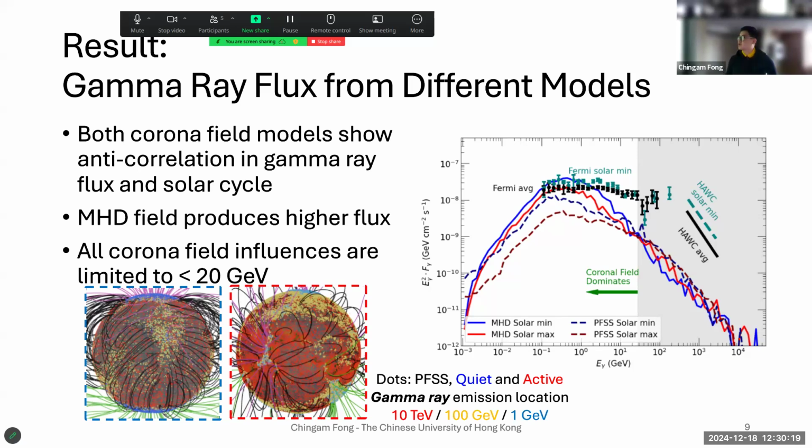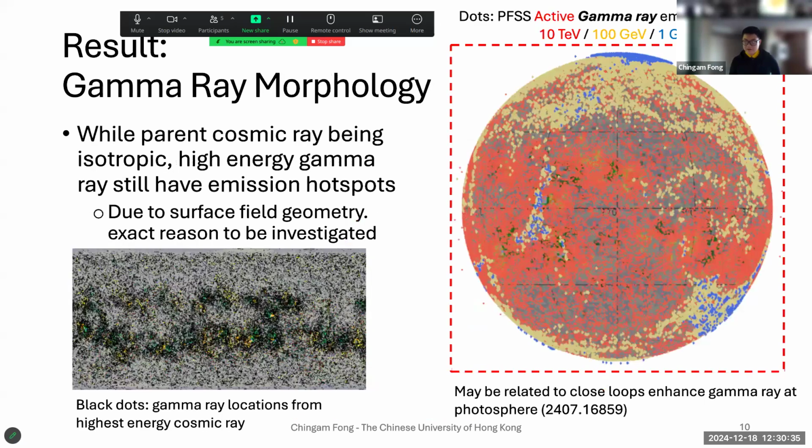And down here, I also show, right now on this sphere, dots that represent gamma ray emission locations, not just the cosmic rays anymore, but the same pattern persists. The emission at lower energy, shown by the blue ones, is concentrated around open field areas. Okay, and another interesting thing is that I mentioned the cosmic rays hit the entire surface isotropically, but that doesn't mean they emit gamma rays isotropically.